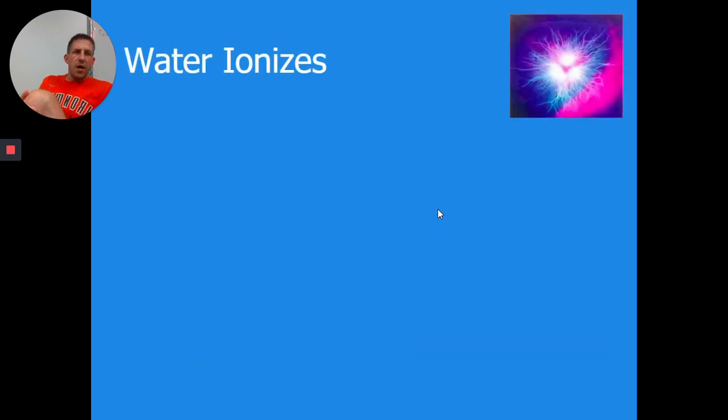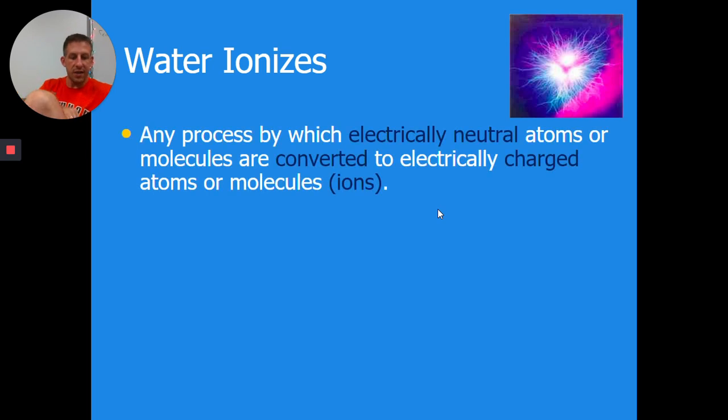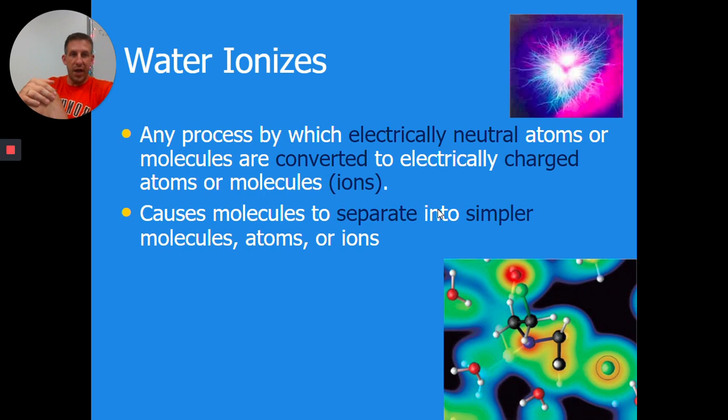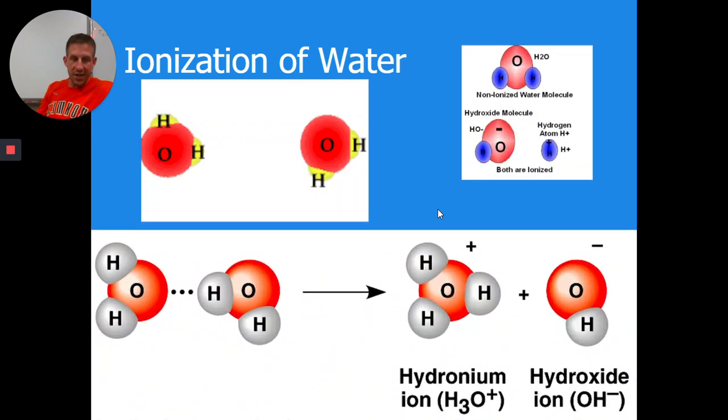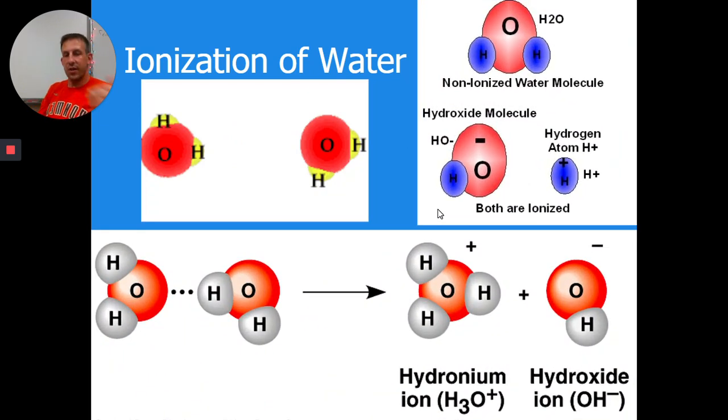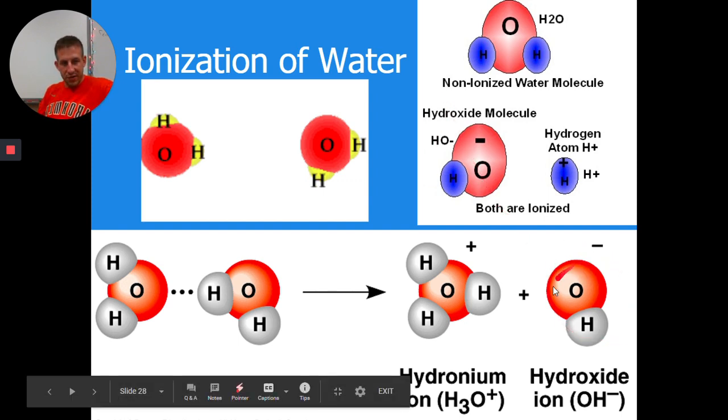Another thing that we see because of the solvency of water, the ability to dissolve things, is the fact that water can ionize. It can almost dissolve itself. Ionization is a process by which electrically neutral atoms or molecules are converted to electrically charged atoms. And so what we see happen with water is that it can ionize. There is a situation created where we have the hydroxide ion, which is this guy here, and we have something known as a hydronium ion, or, if you want to think of it this way, the H plus ion.